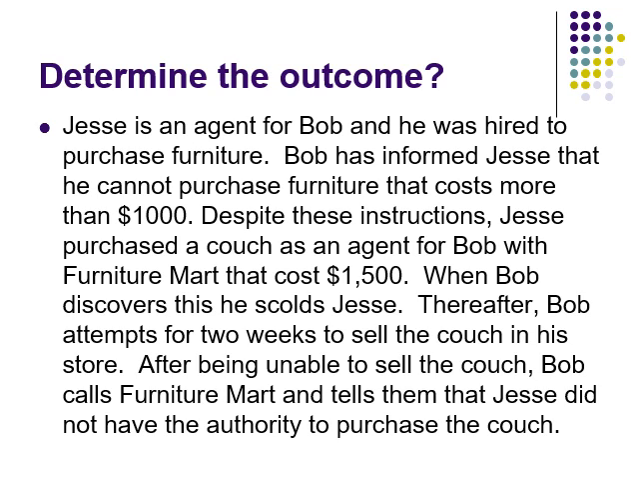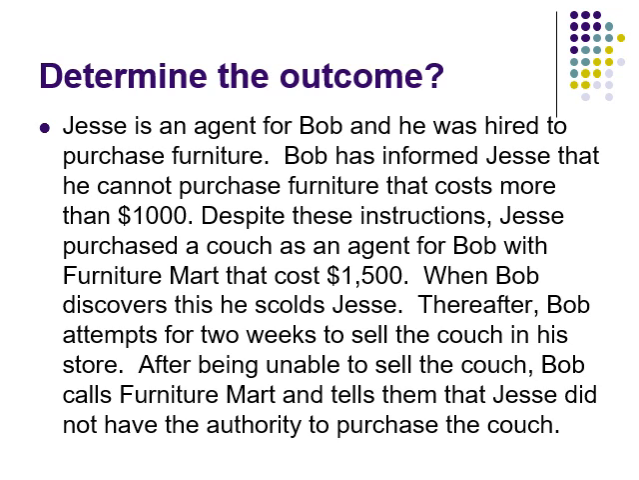Thereafter, Bob attempts for 2 weeks to sell the couch in his store. After being unable to sell the couch, Bob calls Furniture Mart and tells them that Jesse did not have the authority to purchase the couch. Well, guess what? By trying to sell the couch for 2 weeks, they had created an appearance of authority.